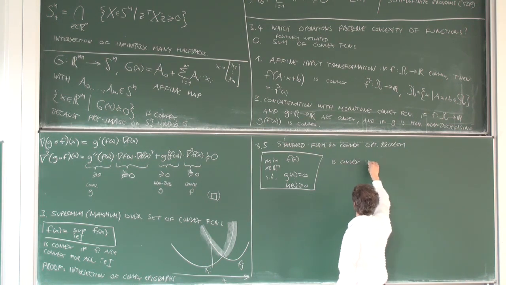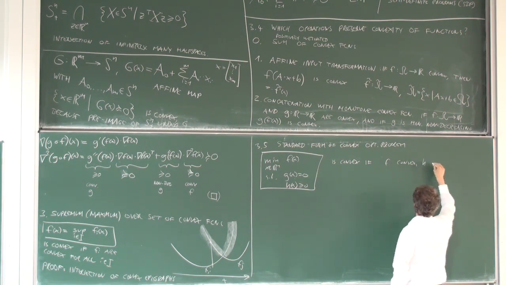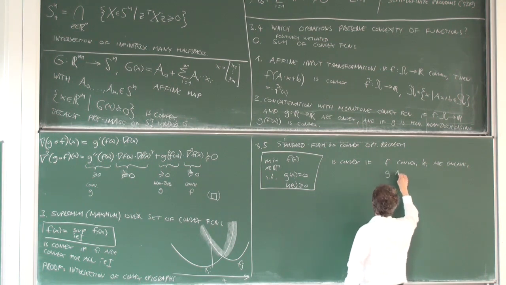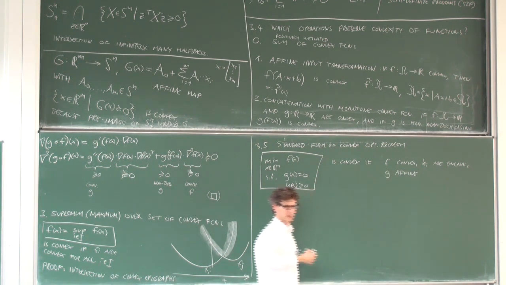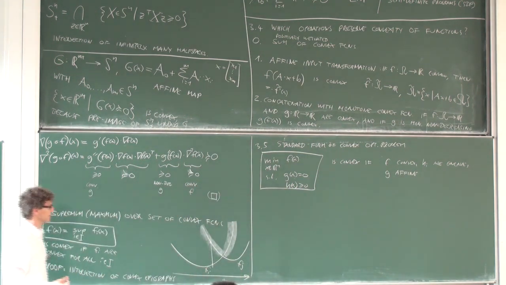So this is convex if, so it's a sufficient condition, f is convex, h_i are concave, each of them single, and g must be affine. So the only thing that g can be is actually a linear map. It cannot be curved. And why?